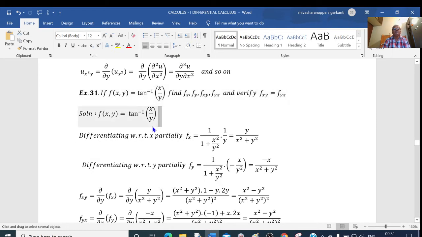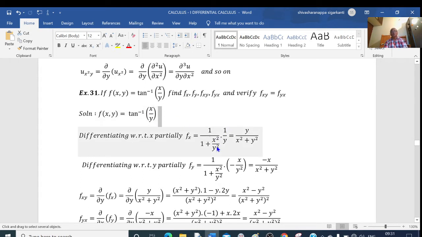What is the differentiation of tan inverse x? It is nothing but 1 by 1 plus x square. Therefore, tan inverse of x by y derivative is 1 by 1 plus x by y square, that is x square by y square, into differentiation of x by y with respect to x. With respect to x, 1 by y is a constant quantity into derivative of x is 1.